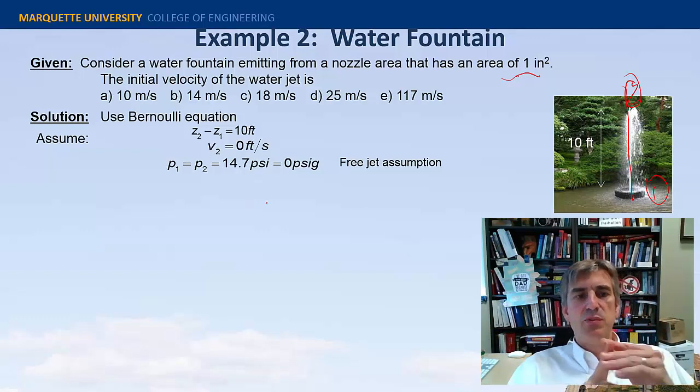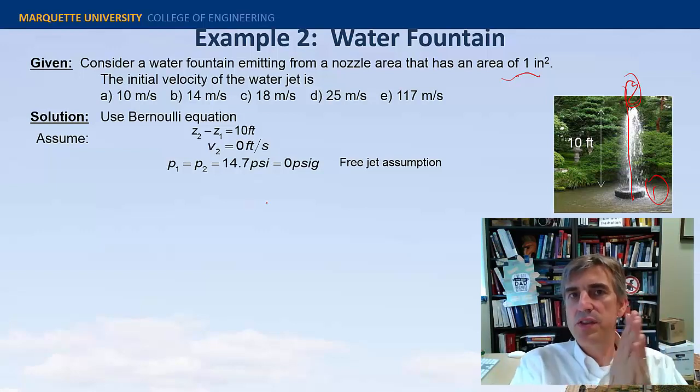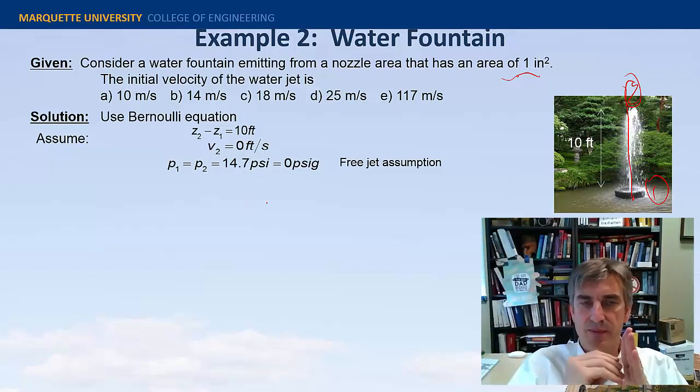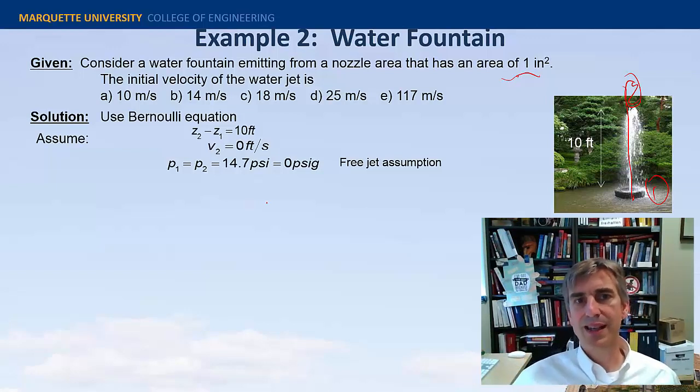And I'm going to use the free jet assumption. Right when the water exits the nozzle, the water relaxes and comes to equilibrium with its surroundings. So that's the free jet assumption. And it means then that the pressure is constant all the way along the jet, right? That's pretty cool. So P1 is equal to P2, and we could work in gauge or absolute pressure there.